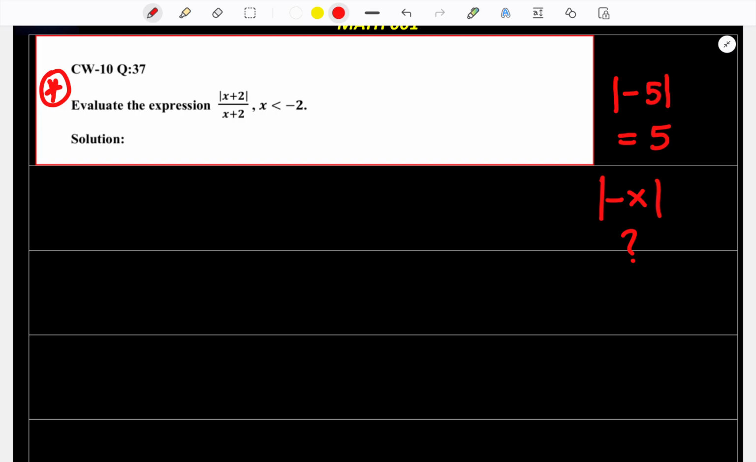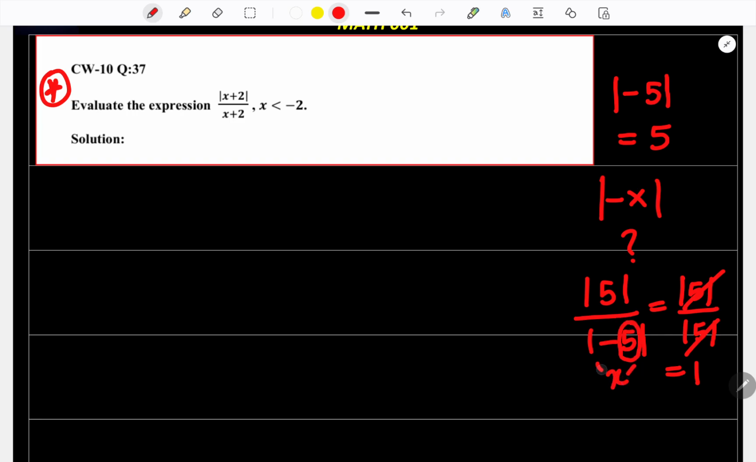Keep in your mind. Suppose you have absolute value 5 divided by absolute value minus 5. Immediately you can write absolute value 5 by absolute value 5, you can cancel, and keep it as 1. But if instead of a number you have a variable, you cannot cancel these things. Now look at the question: absolute value of x plus 2 divided by x plus 2. Can you cancel this? You cannot, because there is an absolute value here.